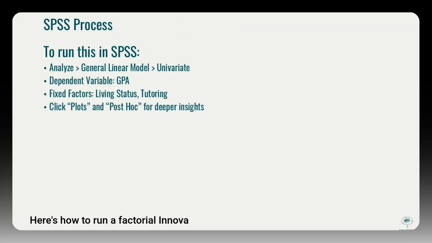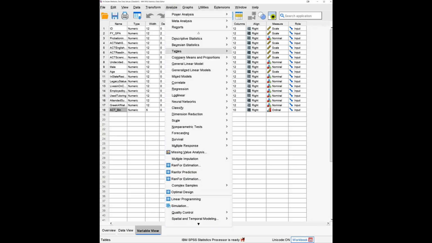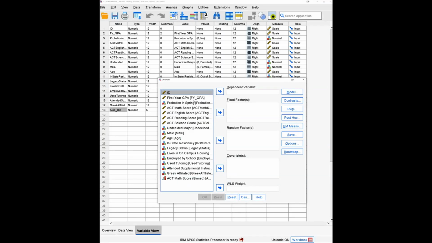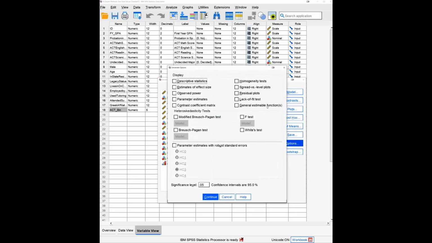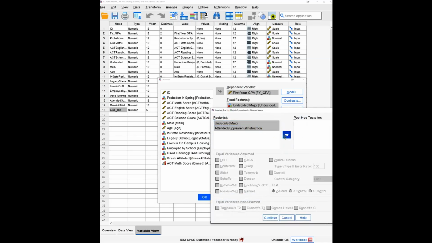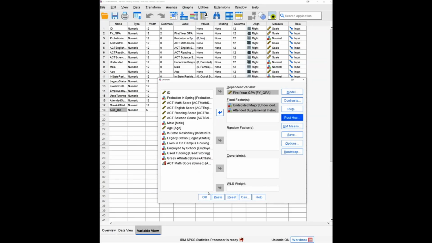Here's how to run a Factorial ANOVA in SPSS. Go to Analyze, General Linear Model, and then the univariate option. Then set GPA as the dependent variable. Move undecided major as well as attended SI into fixed factors. Go to Options. Check Descriptive Statistics, Estimates of Effect Size, and Homogeneity Tests. Go to Post Hoc, click on both of these, and drag them over into Post Hoc and select Tukey. It won't run these, but I want to show you why anyway.